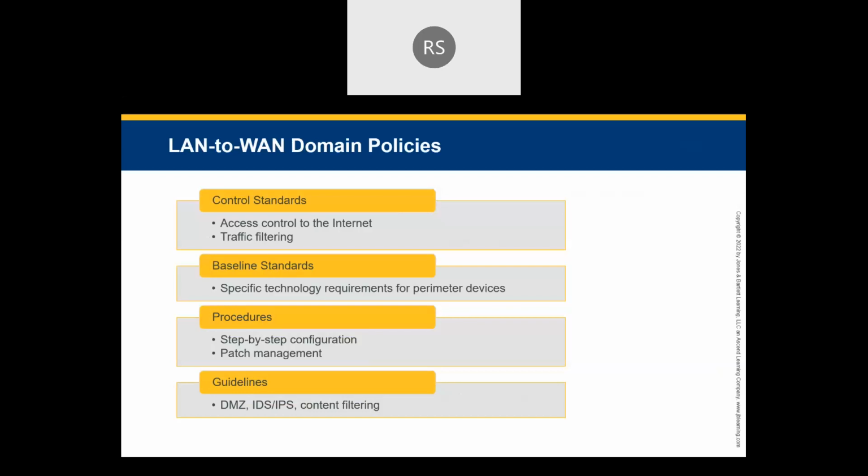The guidelines in the LAN to WAN domain provide additional recommendations for securing the network perimeter. So these may include guidelines for setting up a DMZ, a segregated network segment. It's going to provide an additional layer of security for the internet facing services. Other guidelines may include the implementation of intrusion detection and intrusion prevention systems that are used to detect and prevent unauthorized access attempts, as well as content filtering mechanisms to control and monitor internet usage within the organization.